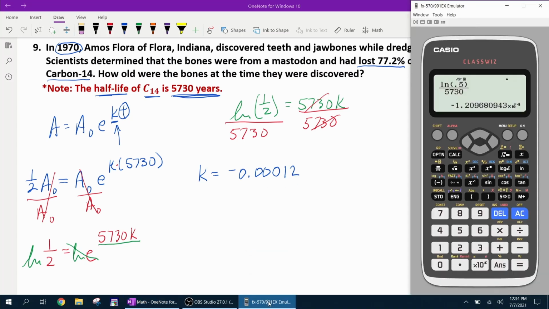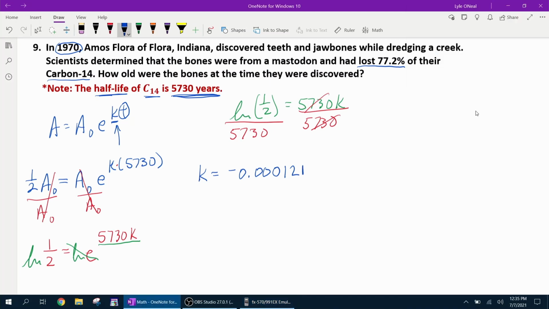Sometimes it'll specify how far to round that. If you wanted to go one more place, that 9 would round the 0 to a 1. So if you want to go 6 decimal places to make it a little more accurate, that is the rate of decay, or the decay constant.